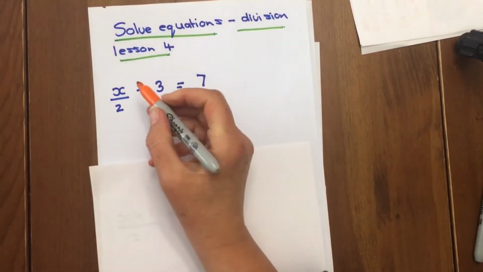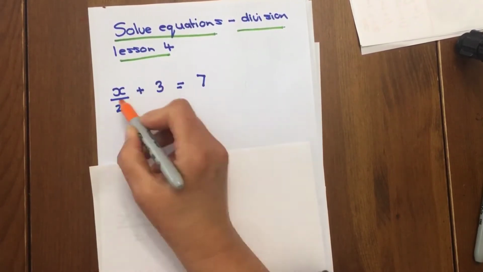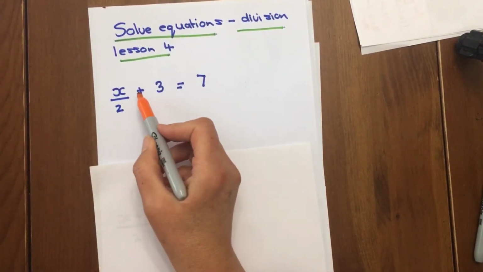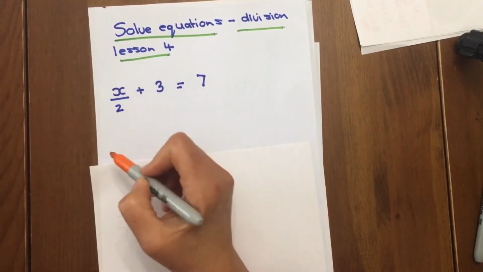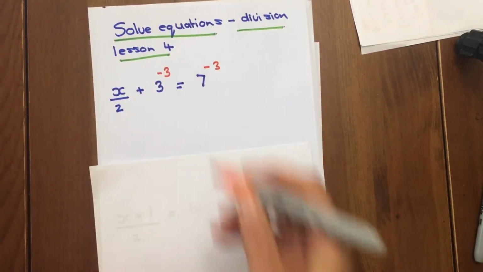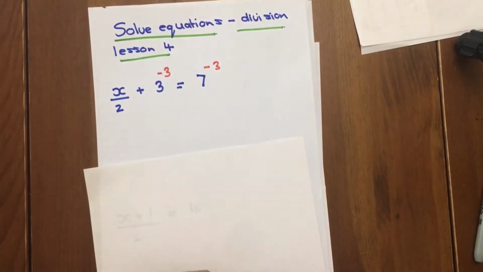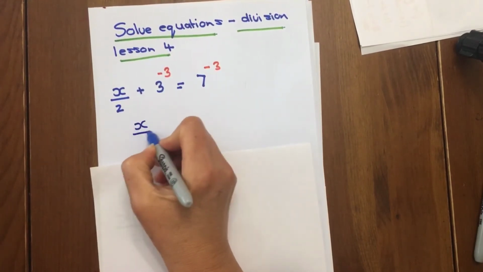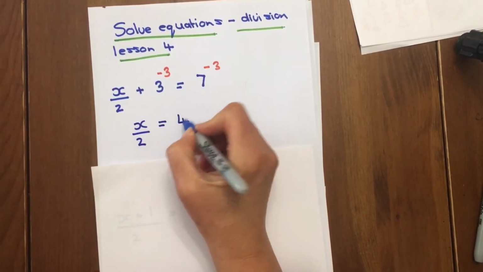Okay, so first of all, the plus 3 is not attached to the x divided by 2, it's separate. So in here, we are dividing by 2 first, and then we are adding 3. So to get x on its own, the first thing I'm going to do is take away 3 from both sides. The opposite of adding 3 is to take away 3. So on this side of the equation, I'm just left with x divided by 2. And on this side of the equation, I'm left with 4.